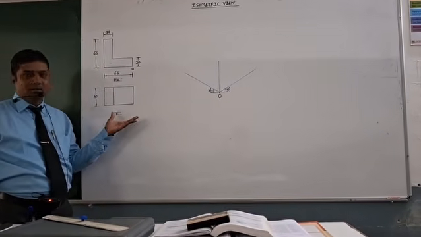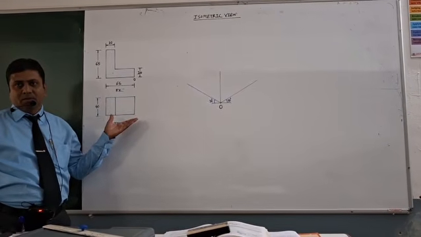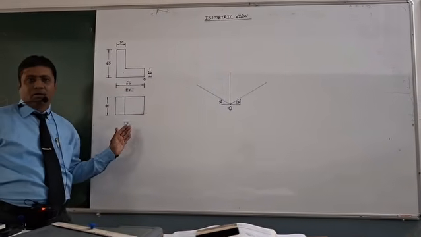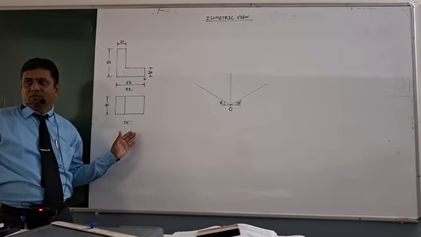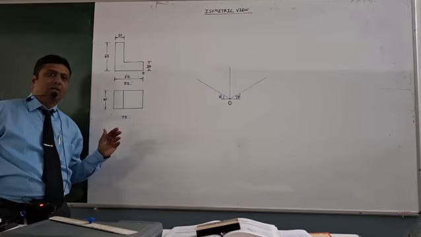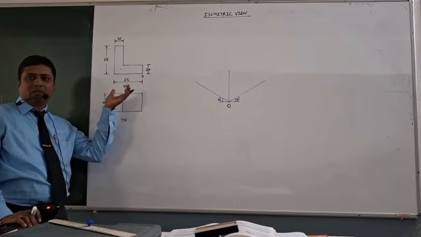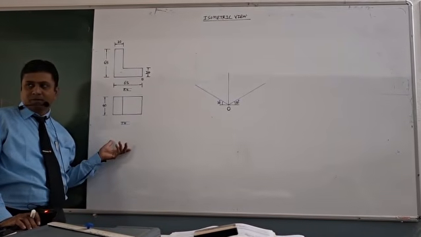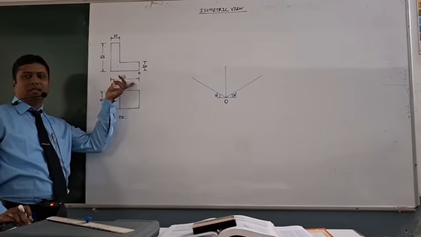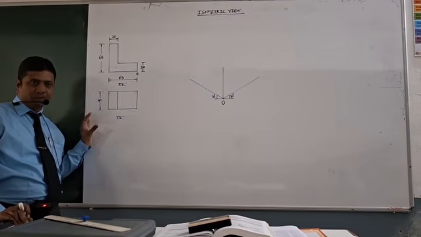The question is: refer to the following views, that is front view and top view, and draw the isometric view from these given views. So here in our question, front view is given and top view is given, and we know that front view has dimensions length and height, and in top view we get length and width. Correct?